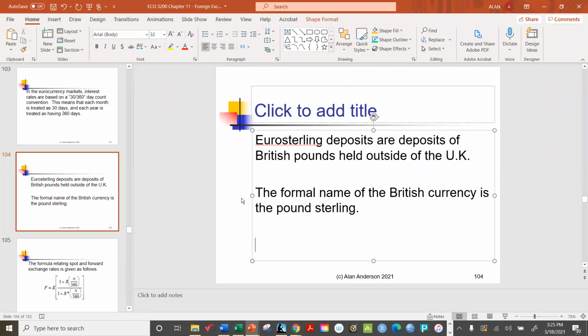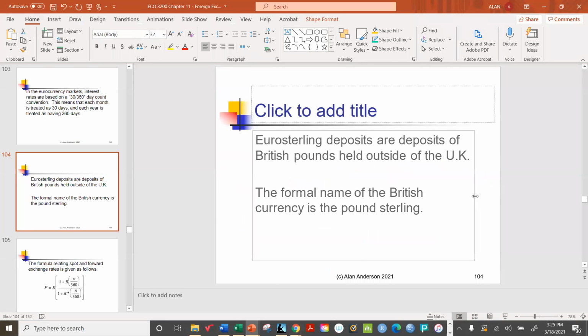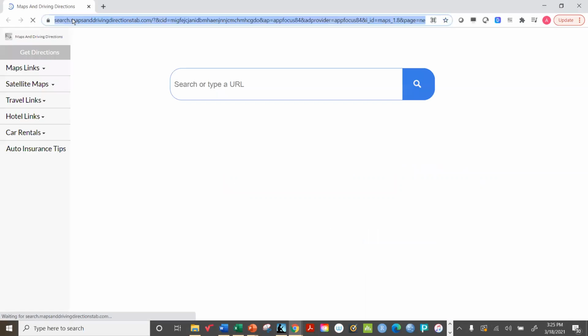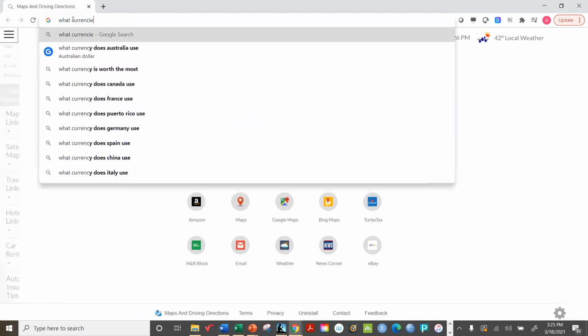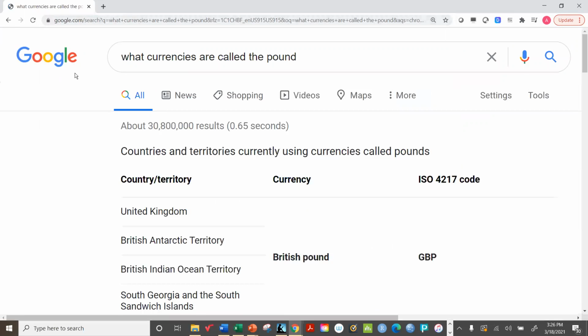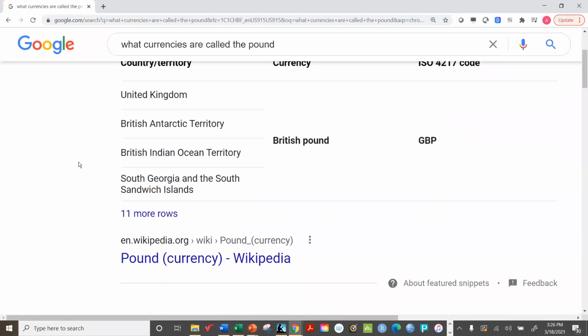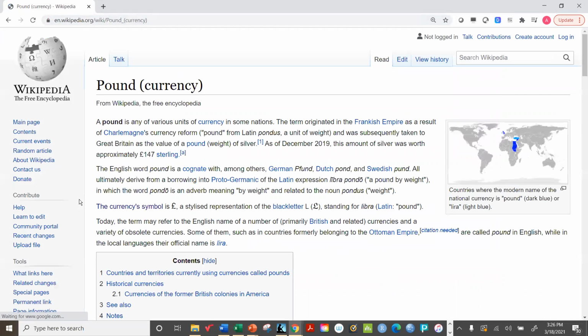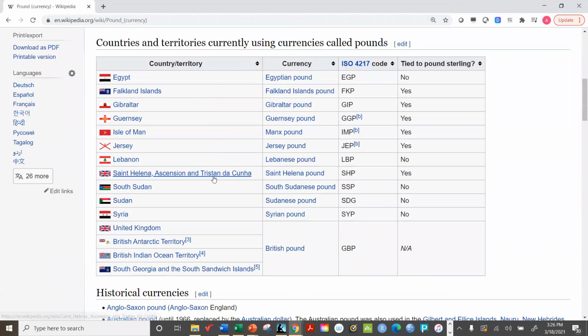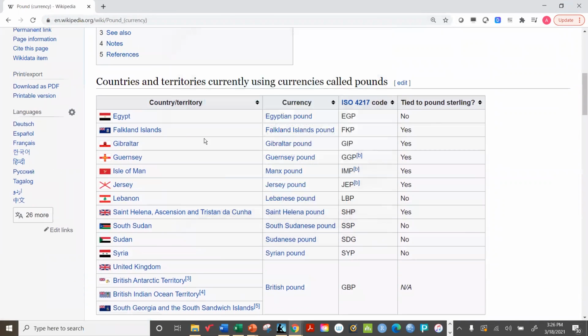But nobody says it anymore. I mean, everyone just says pound, but it's understood that it's pound sterling. You're right, though. Other countries do use the name pound, but I don't think any of the others call theirs the pound sterling. In fact, why don't we just quickly check what currencies are called the pound. All right, so these are countries that use the pound. Oh, now look at this. There are other countries, but they're typically very small countries.